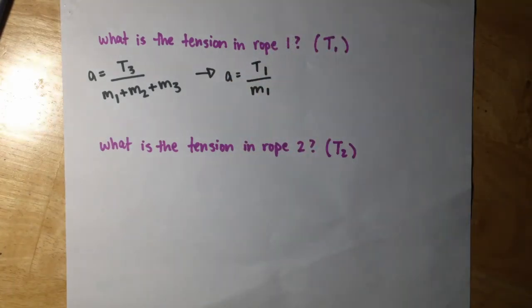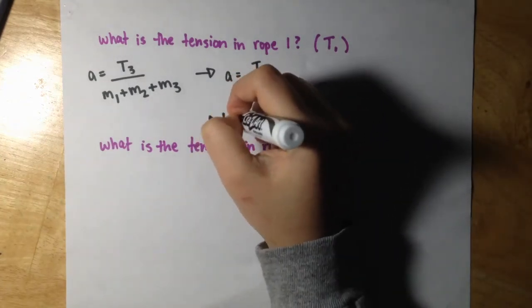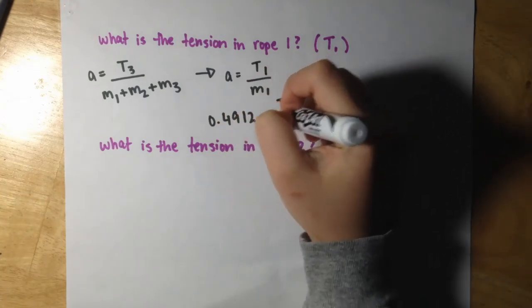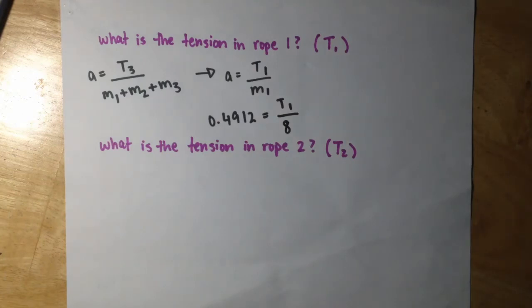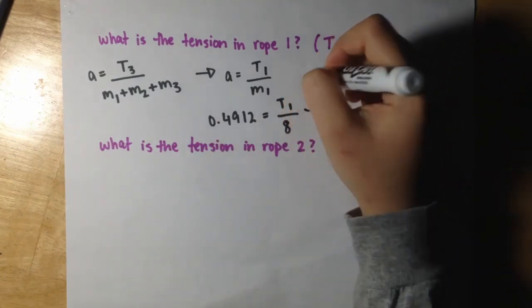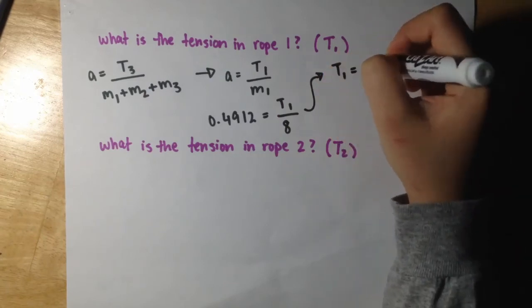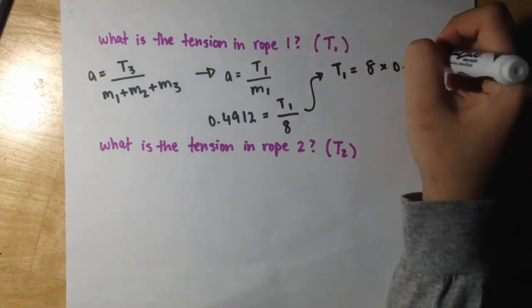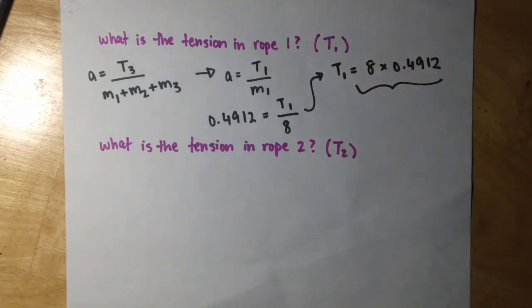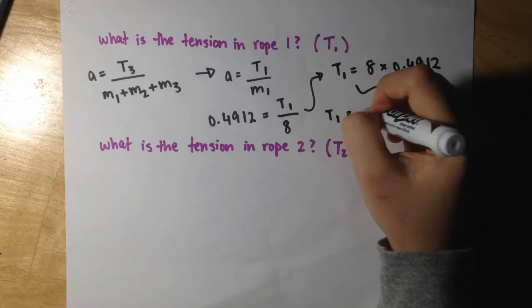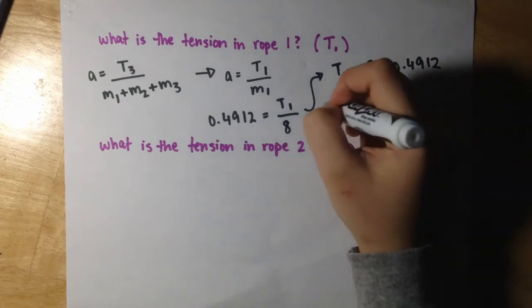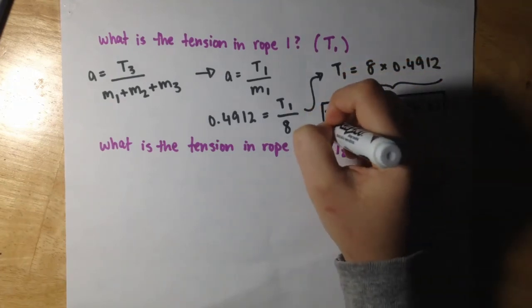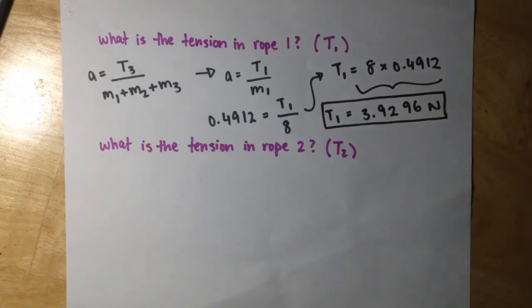So in the last problem we figured out that acceleration is equal to 0.4912. We have to find T1, and the mass 1 is 8 kilograms. So we can multiply 8 over to the other side. T1 is equal to 8 times 0.4912, and we can put that into the calculator and get T1 to equal 3.9296 newtons as the tension in rope 1, or the tension in the rope pulling mass 1.